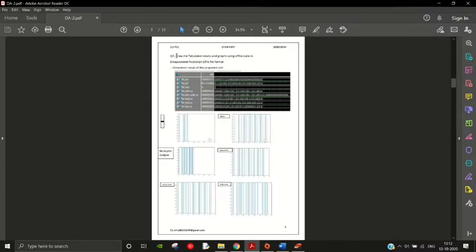So the third question was to draw the tabulated results and graph using Office Suite in EPS file format. So these are the outputs that the people who wrote the research paper got in Verilog. So I generated the graphs in MATLAB using these outputs. These are the graphs.